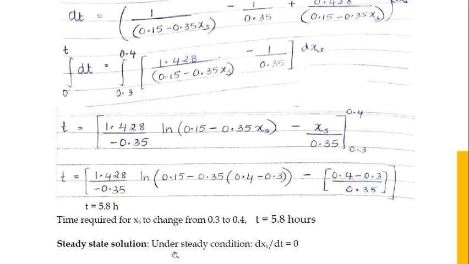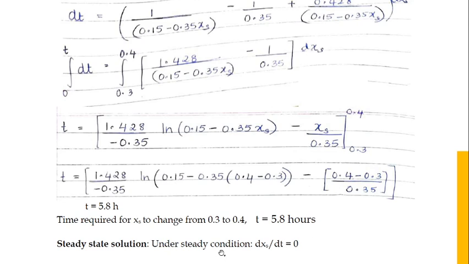The second one was under steady condition. Once the steady state is reached, that means it will be after 5.8 hours. Okay, so after some time, the concentration will remain the same. Need not be some, we have to find out how much it is. So at that particular time, at steady state condition, the concentration of butane in the still remains the same.